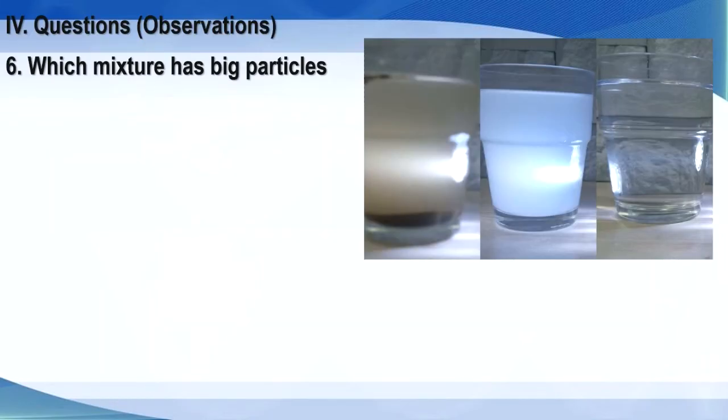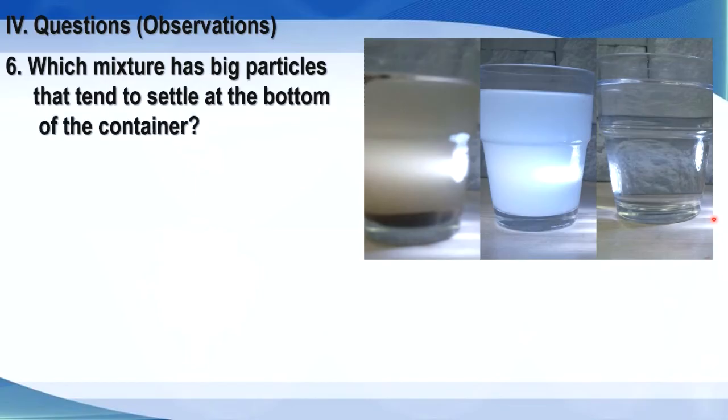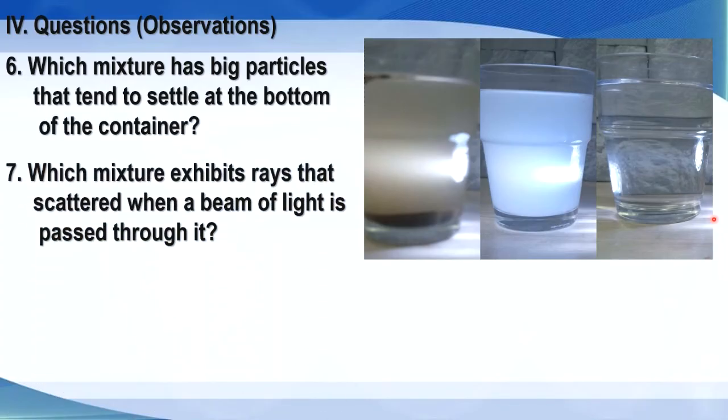Okay. So balikan natin yung question number 6 to 10 kanina. Which mixtures has big particles that tends to settle at the bottom? Nakikita naman dito sa picture. Then which mixture exhibits rays that scattered when a beam of light is passed through it? Na-explain ko na yan kanina. So anong mixtures daw? Pwede natin makita dito sa suspension na mayroon siyang beam of light or rays that scattered. Tapos, ganoon din sa colloid. Pero dito sa suspension, wala.